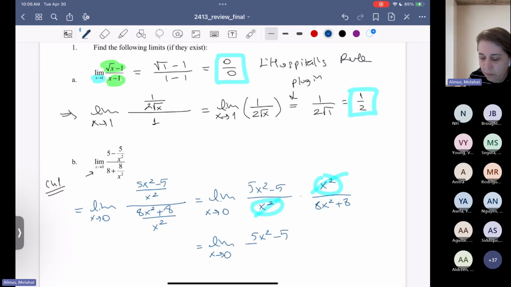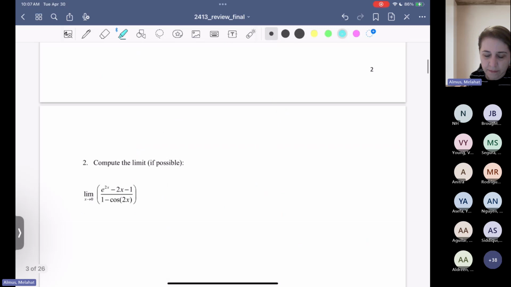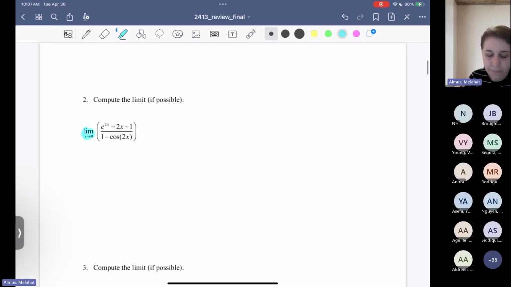Rewriting gives us 5x squared minus 5 over 8x squared plus 8. Then we plug in 0, and we end up with a real number, which is our final answer. So this is one of the options we covered in chapter 1. You see a subtraction going on here and an addition going on there. You can perform those. There are other ways of handling this, but since it's not a huge topic, I want to stop here, providing you with one of the options. Just a side note.